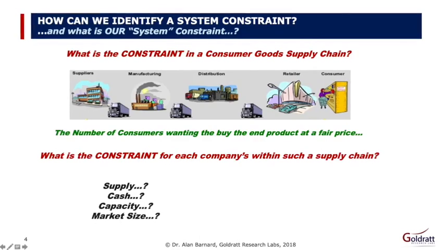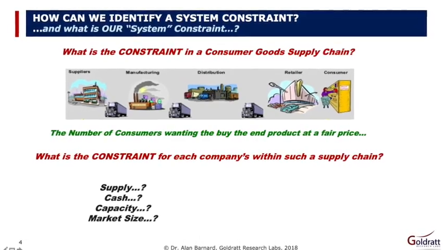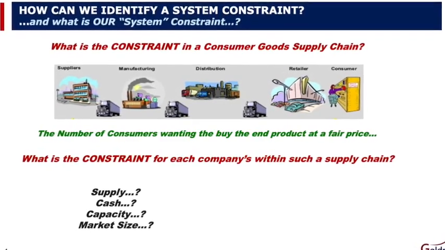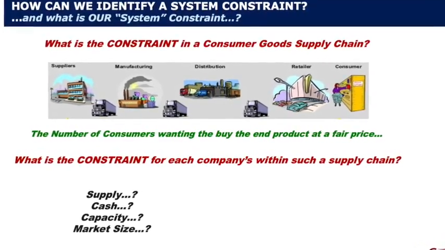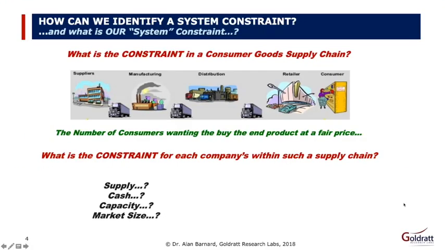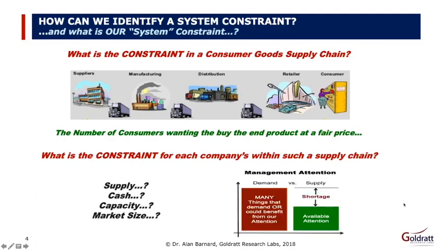Well, that's the constraint for the whole system, but individually in each company, there's another type of constraint, which is our limited management attention. And if we are using the wrong rules for making decisions, it can cause us to waste our management attention. It can cause us to do things that we really shouldn't be doing.